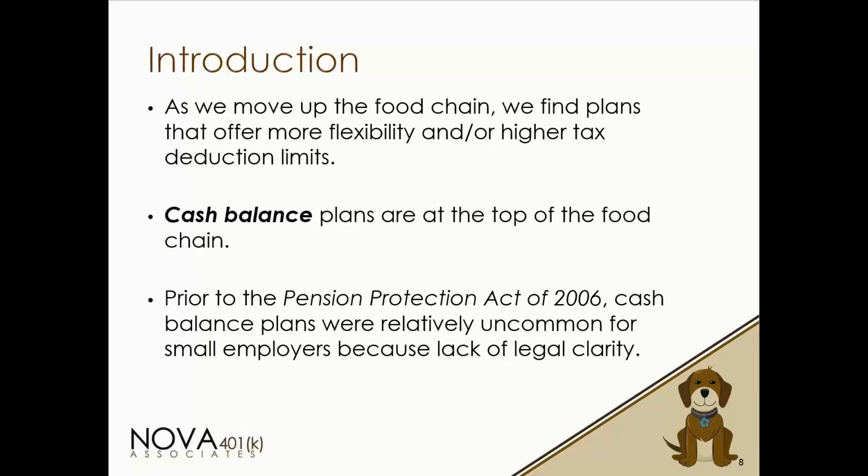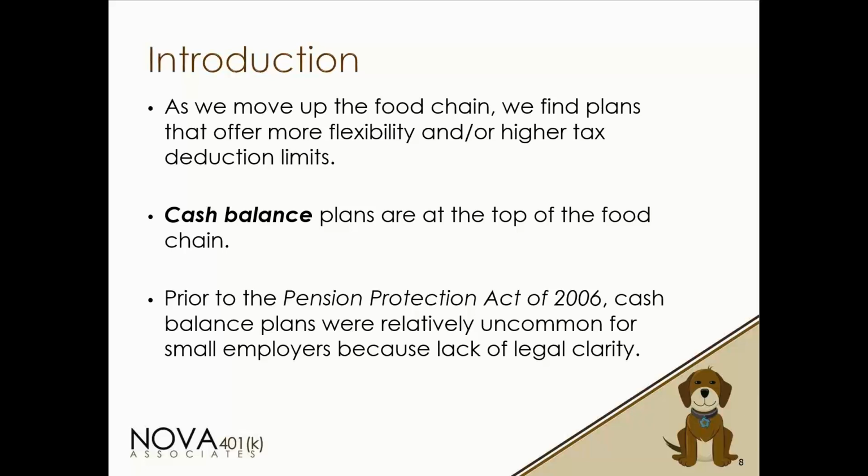All right. So as we move up the food chain, we find plans that offer more flexibility and/or higher tax deductions. Cash balance plans are at the top of the food chain, as we showed in the first exhibit. Prior to the Pension Protection Act of 2006, cash balance plans were relatively uncommon, small players, because there was a lack of legal clarity of whether or not you could do that. There were some court cases.